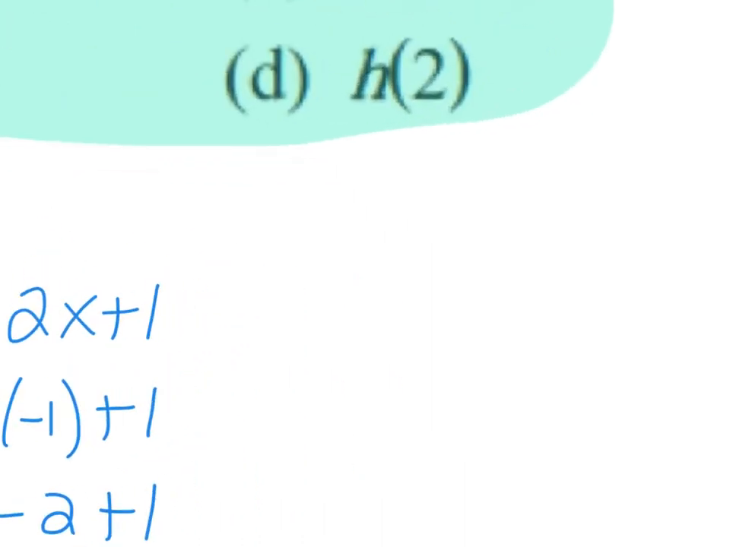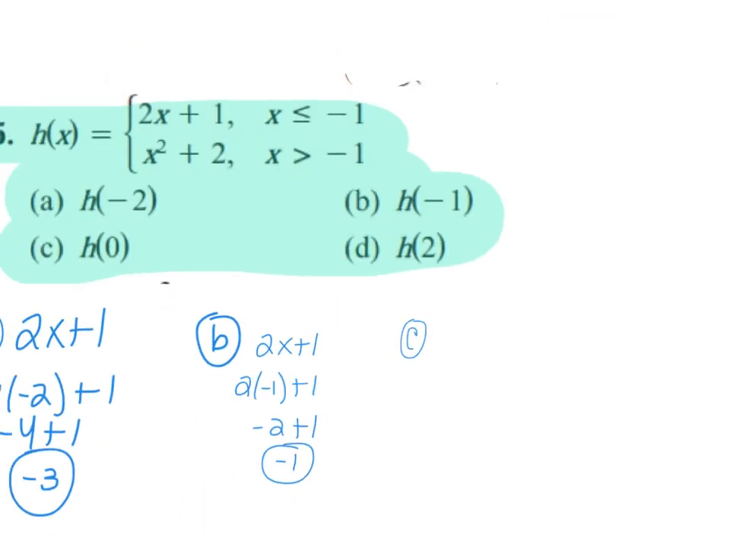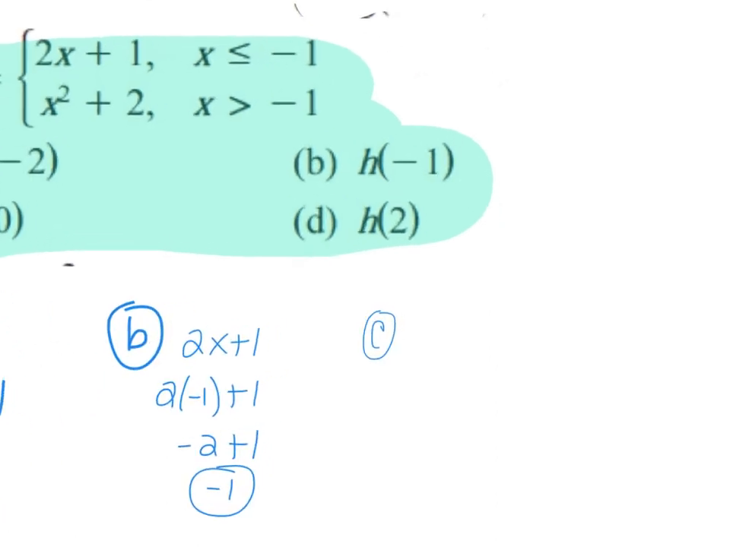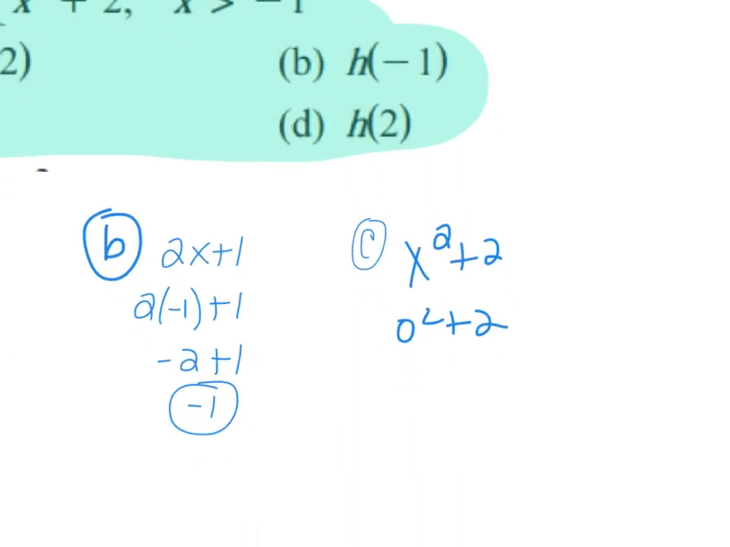So if I look for C, I'm looking at 0. Where does 0 fall? Is 0 less than or equal to -1, or is 0 bigger than -1? It's bigger. So I'm going to use x squared plus 2. So 0 squared plus 2. What's 0 squared? 0 plus 2 is 2. Good.